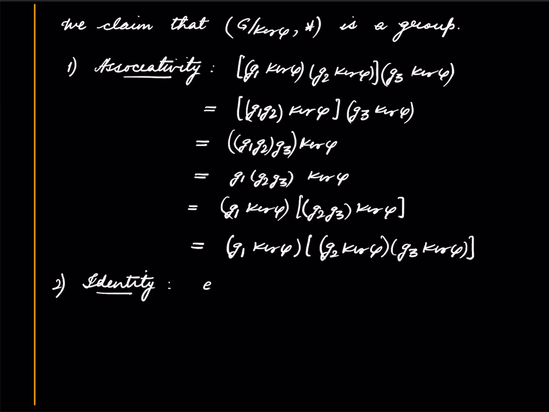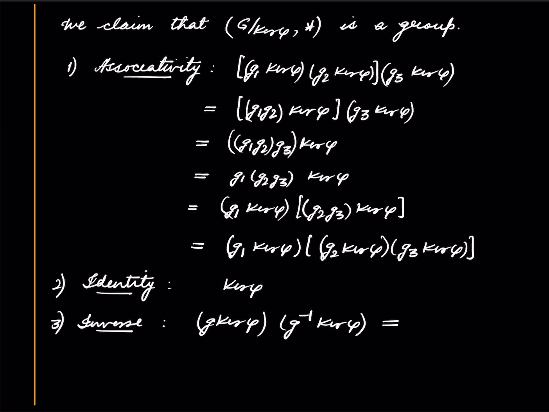The second is identity. Well, this is clear because identity of G times kernel phi, which we of course simply write as kernel phi, serves as the identity of this particular binary operation. So I'll leave that for you to convince yourself with. The last is inverse. This is also clear because if you pick an arbitrary element of G mod kernel phi, the inverse can be easily guessed, which is equal to that. So this is g g inverse kernel phi, which is equal to kernel phi, which is the identity of G mod kernel phi. So this is indeed a group.